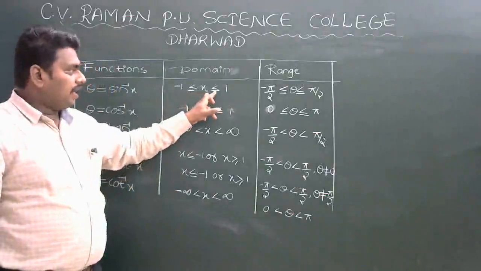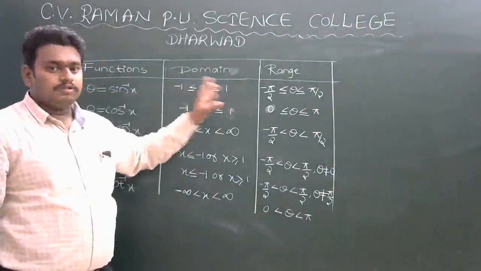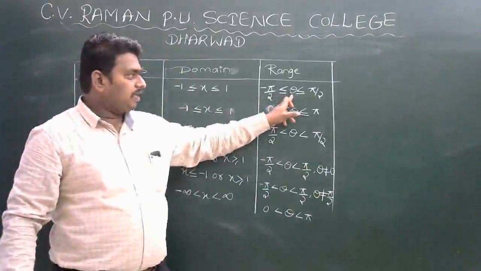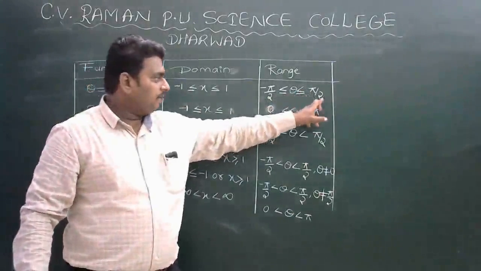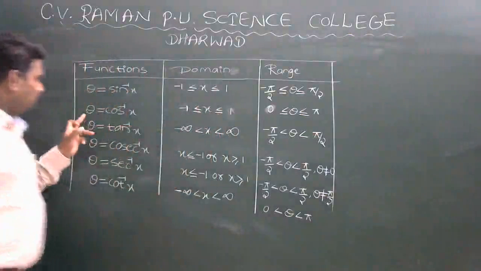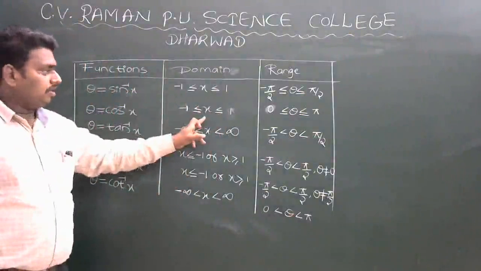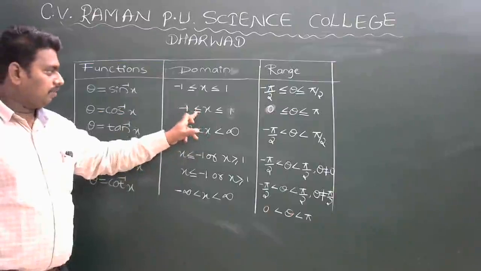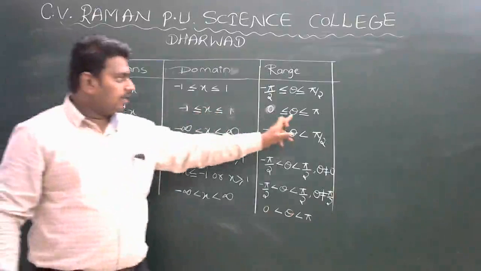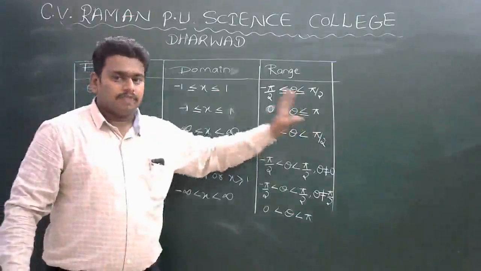The domain is x lying between -1 and +1, less than or equal to. Okay, the next, its range will be theta value between minus pi by 2 and pi by 2. Okay, the next second function, theta equals cos inverse of x. Here the domain will be again -1 to +1. Here again its range, theta, is between 0 and pi.